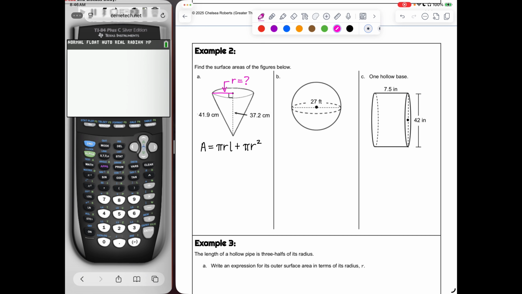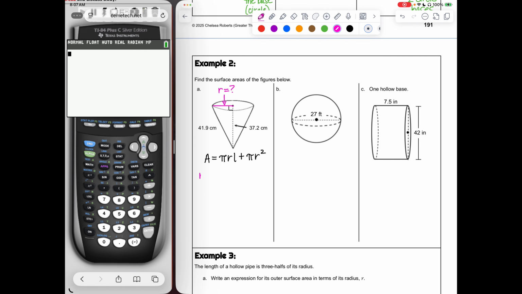Well, notice, when I drew that radius in, I made myself a right triangle, which means that I should be able to use the Pythagorean theorem. And we know that that is a squared plus b squared is equal to c squared, making sure that we know that the c is the hypotenuse, which is across from the 90-degree angle, which means that our c will be 41.9. So what we're going to do is we're going to set up that equation, and that equation will be r squared plus 37.2 squared is equal to 41.9 squared.